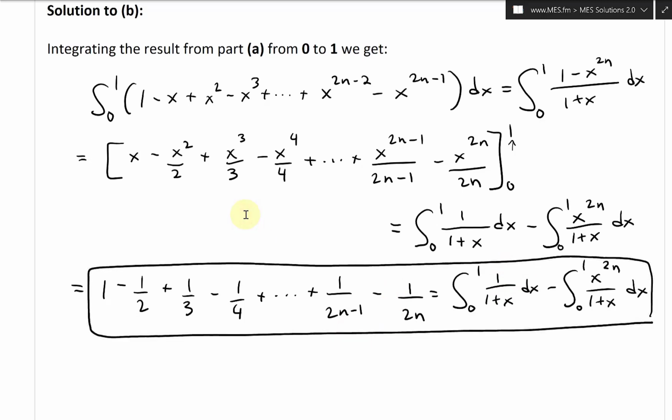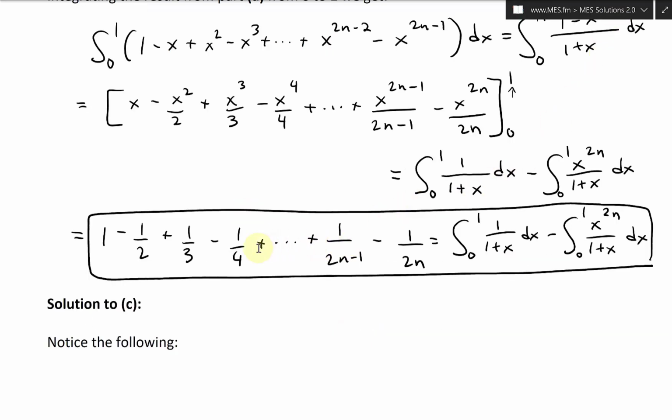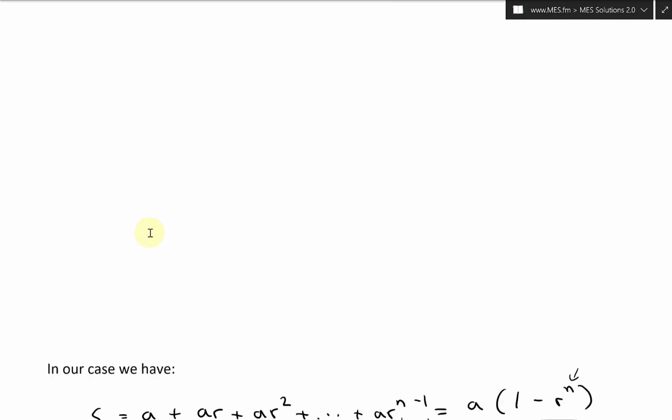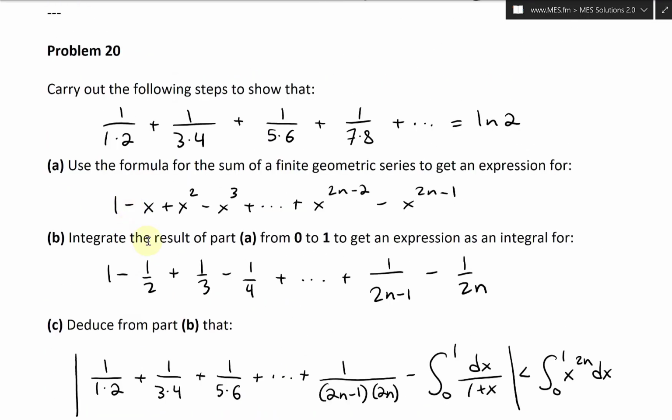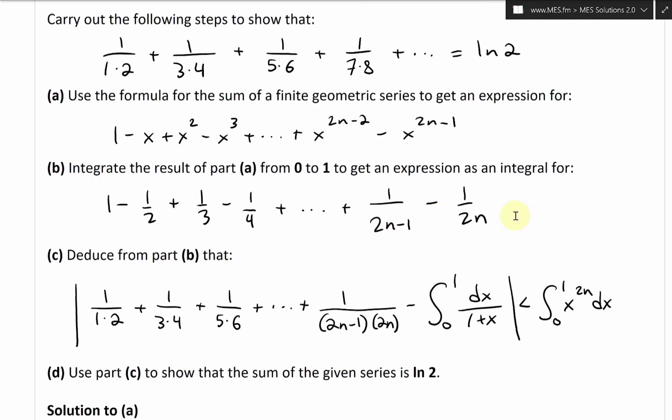Alright, so now we have the expression for the one that we were given, and this equals this integral. So then we can solve question C. So let's go back to this. Again, we were told to integrate the result of part A from 0 to 1 to get an expression as an integral for this. So we wrote this 1 minus 1 over 2 plus 1 over 3 minus 1 over 4, etc. All this as an integral.